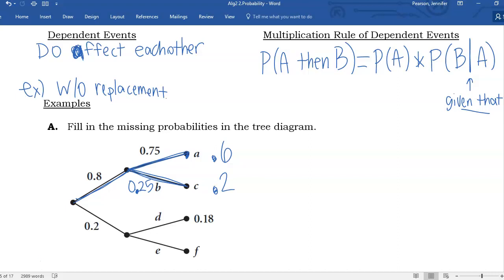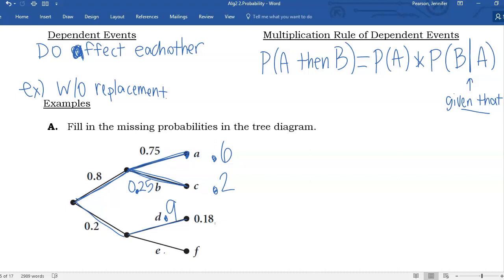A, B, C, D. Okay, so I can't use my complements because I don't have D or E. I know that they need to add up to one whole, but I don't know what that would be. But I do see this 0.18 at the back here. So I know 0.2 times something has to bring me to 0.18, right? The probability of A not happening and the probability of B happening would be not A times B. So I'm going to work backwards. I'm going to divide. If I do 0.18 divided by 0.2, it will tell me that this guy right here is a 0.9.